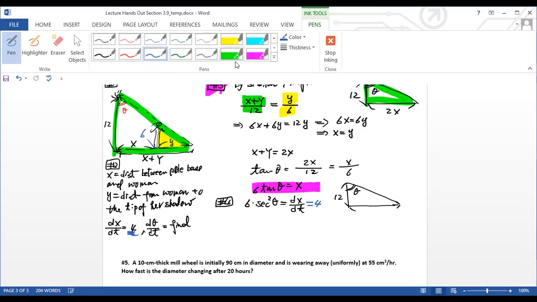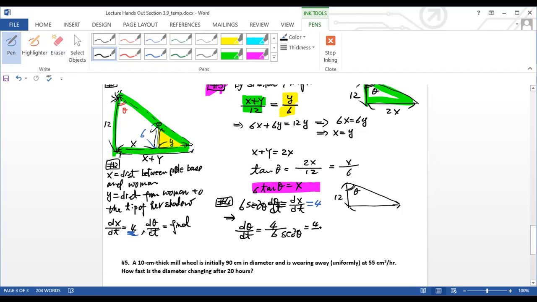But now I need to know d theta/dt. Here I need to be careful. I forgot to take the derivative; I need the chain rule, right? If you're not careful, you will forget about that. So this is 6 secant squared theta d theta/dt. So d theta/dt is equal to 4 over 6 secant squared theta, right?